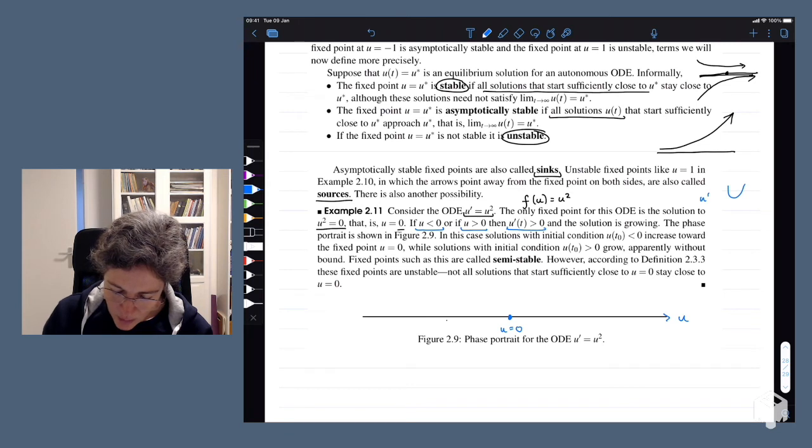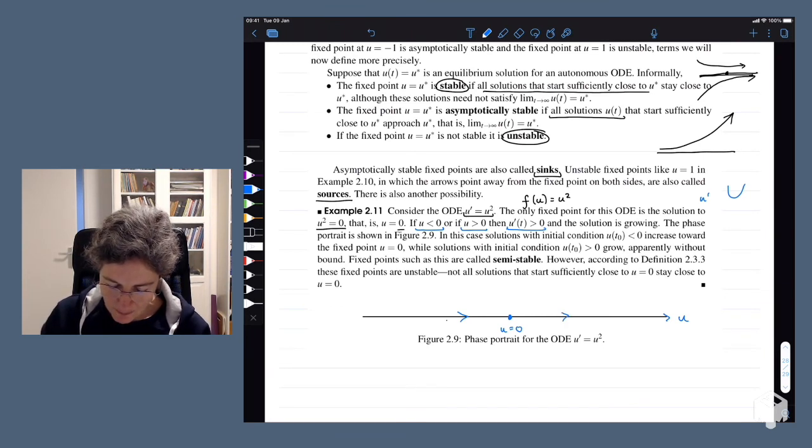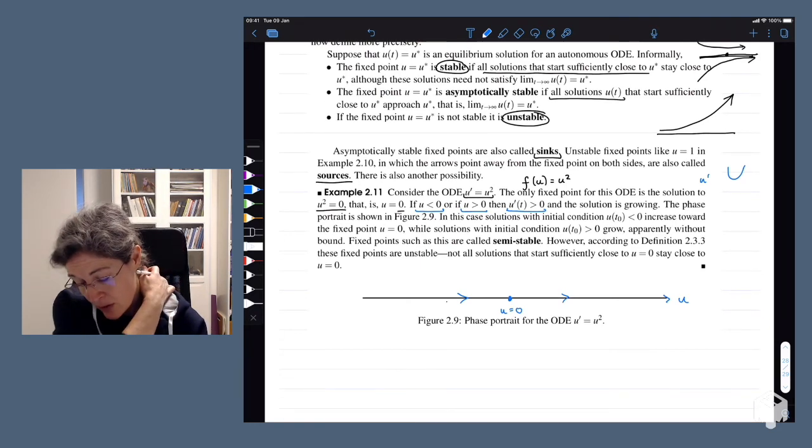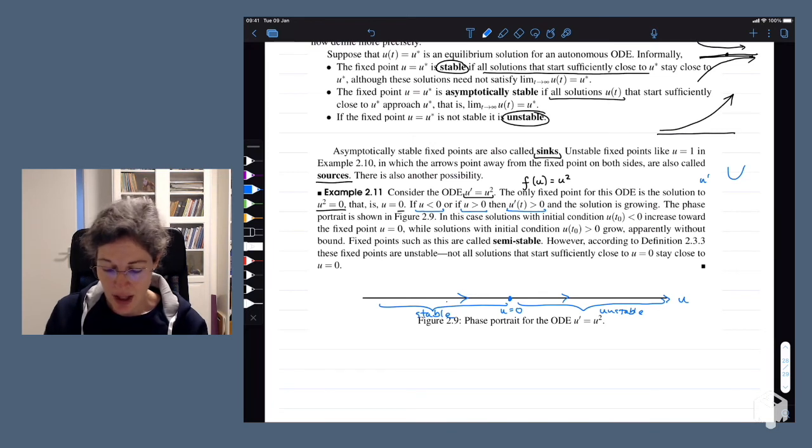So what does our phase portrait say? It says if you're less than 0, then you're going to increase, but also if you're greater than 0, then you're going to increase. So this gives a bit of a conundrum, because if you're a solution starting on this part of our u, like at -1 or something, you will tend towards the fixed point, so you are stable. On the other hand, if you're starting for u greater than 0, then you're going to move away, so you're unstable. So what would we call this? Well, in this case, we call this semi-stable.